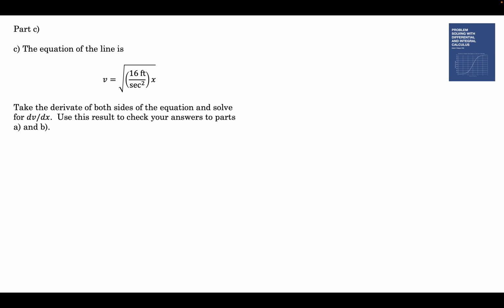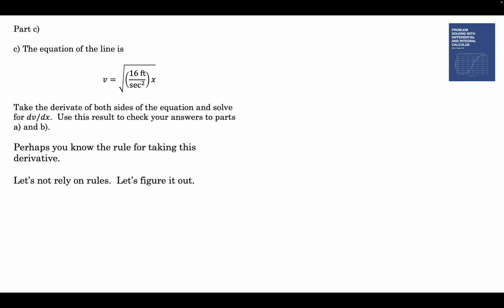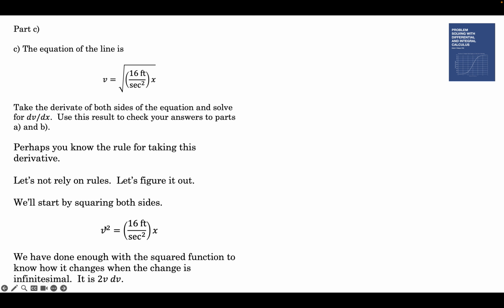This is the equation of the line. We have to take the derivative of this, and then we're going to compare. Perhaps you know the rule for taking the derivative of x to the 1/2. But we're not going to rely on rules. We're going to figure it out for ourselves. First, we're going to square both sides. So we get v squared over here, and we eliminate the square root on the right-hand side. And we know what the derivative of v squared is. We've done enough. It's 2v dv.